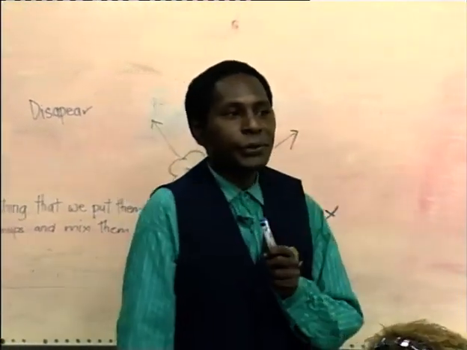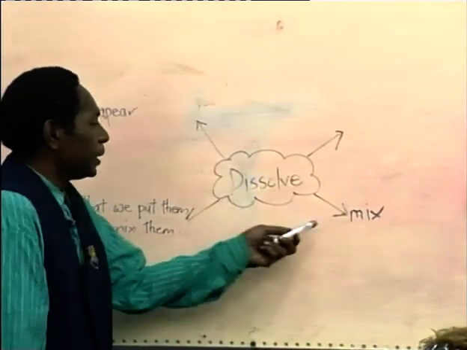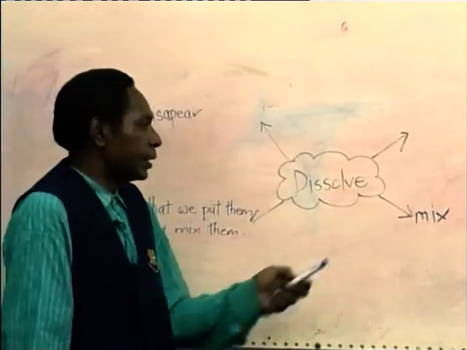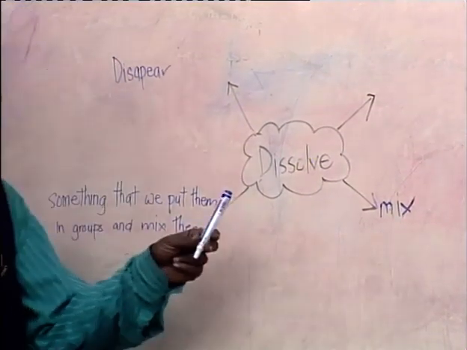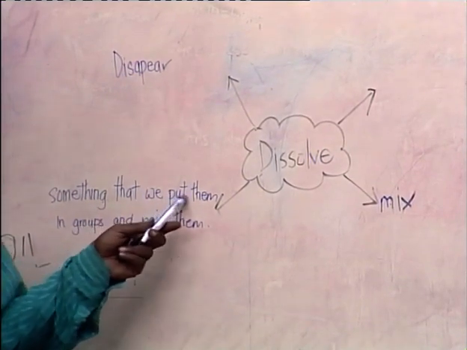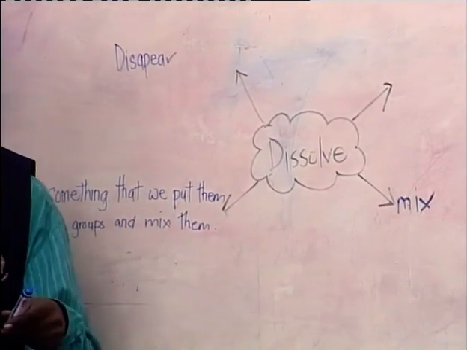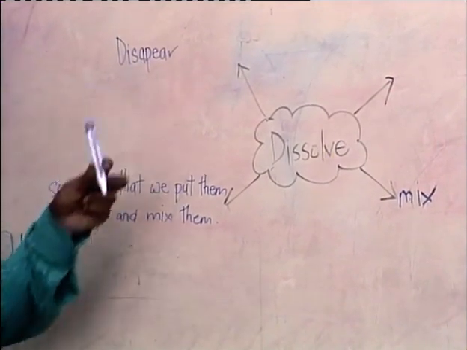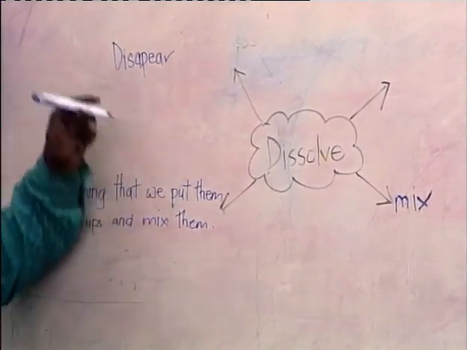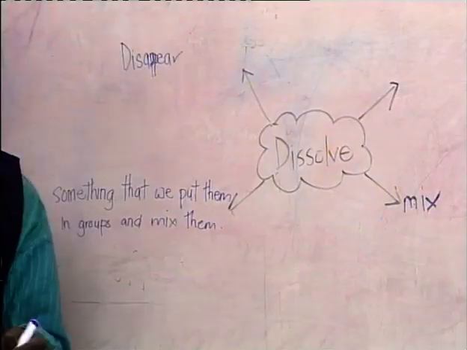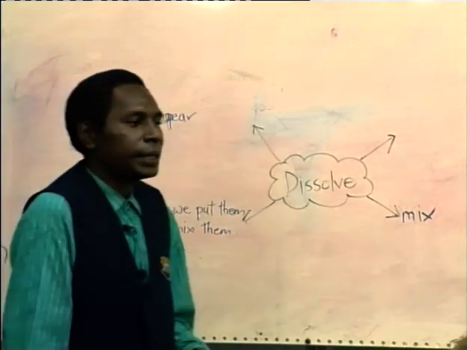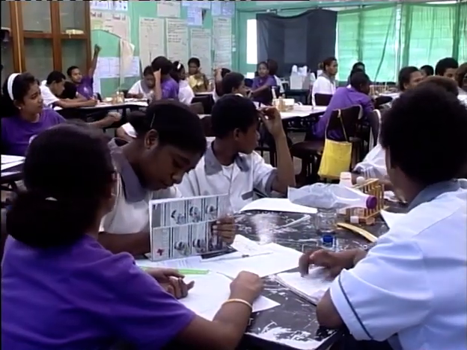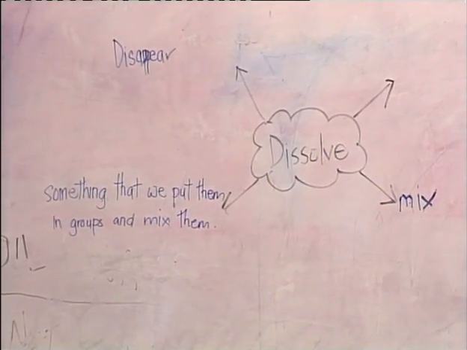Right, we've got three here. The receiving students and the model class think dissolve is mix. Okay, they think that it's something that we put in groups and mix them. And disappear. Okay, today we will be looking at some of the activities involving dissolving. And at the end of this activity, probably you will understand what dissolving is.